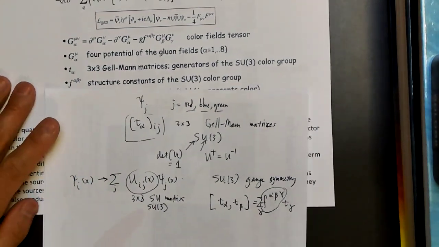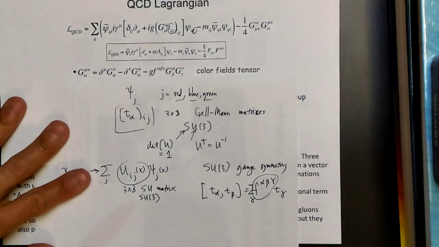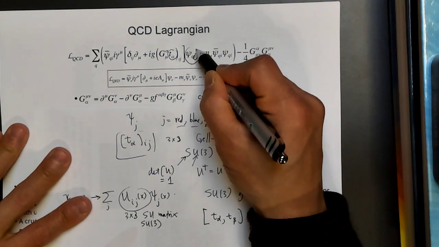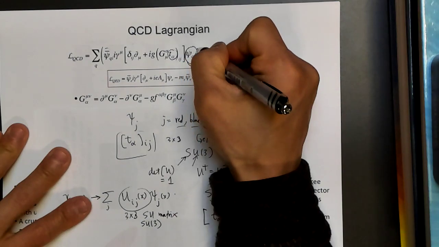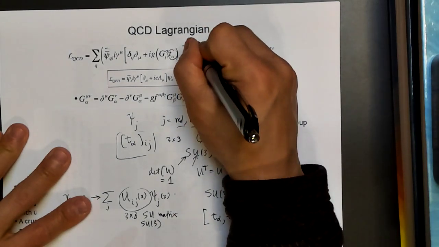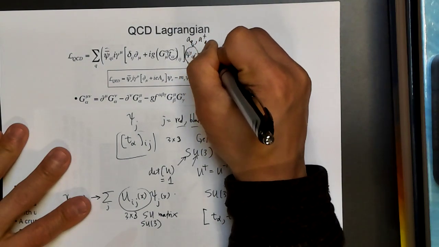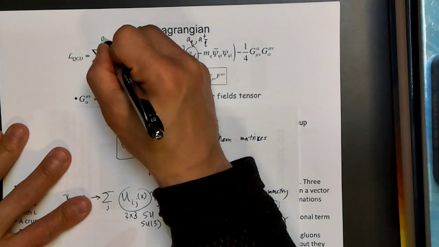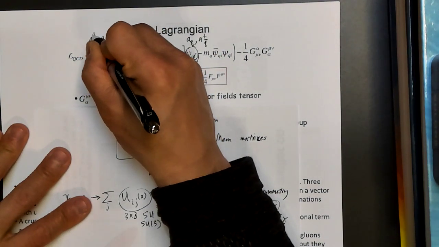Okay, so I know this is getting a little complicated, but the group SU3 is a bit complicated. So what we have here is the coupling of the quark fields. You can think of this as having the creation for the quarks, the annihilation for the quarks, as well as the creation for the antiquarks. And then you have the conjugate of that, which will give you the annihilation for the antiquarks, as well as the creation for the quarks.